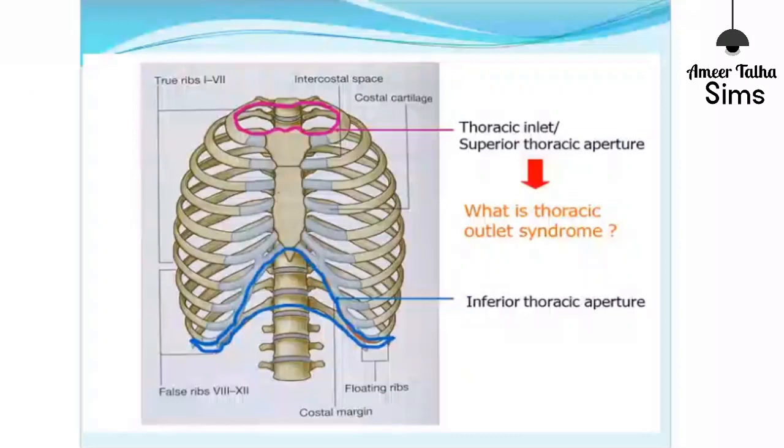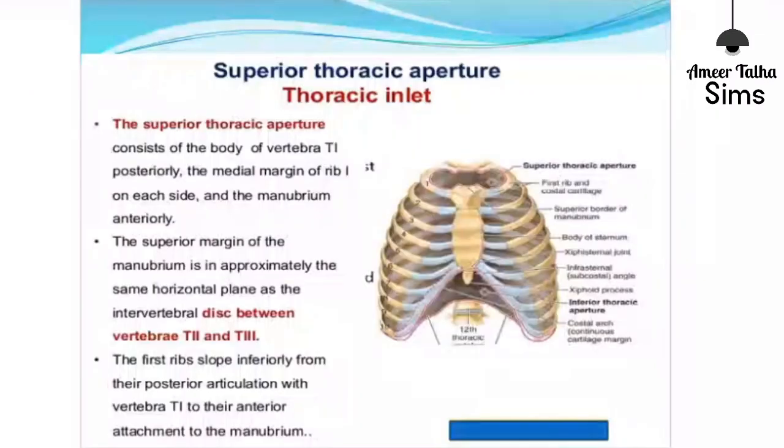Posteriorly, it is bounded by the T1 vertebra. On each side it is bounded by the first rib, and anteriorly by the manubrium. The superior margin of the manubrium is in approximately the same horizontal plane as the intervertebral disc between the T2 and T3 vertebrae. The first rib slopes inferiorly from the posterior articulation with the T1 vertebra to the anterior attachment to the manubrium.